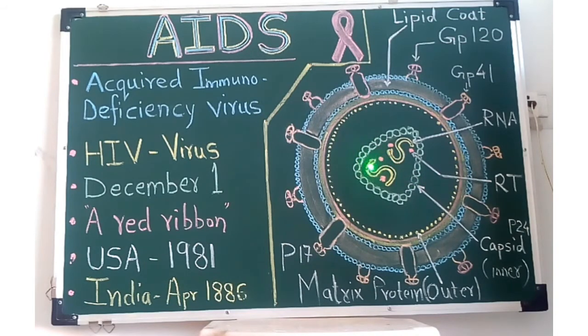The virus mainly attacks our immune system, hence the name Immunodeficiency Virus, or we can also say that it weakens our immune system. This virus mainly affects or attacks the T cells of our immune system, and hence it is responsible for weakening of the immune system of our body.